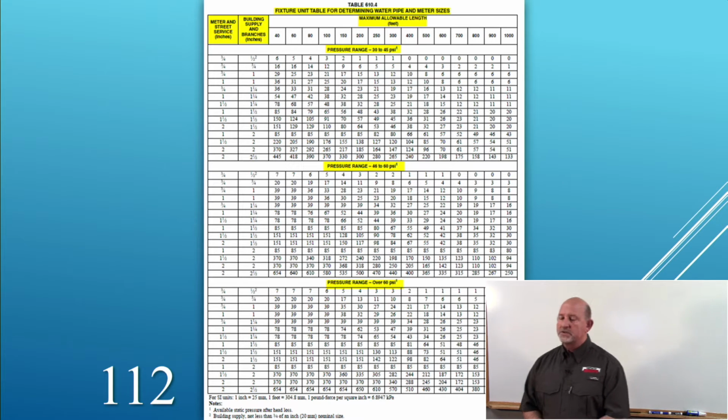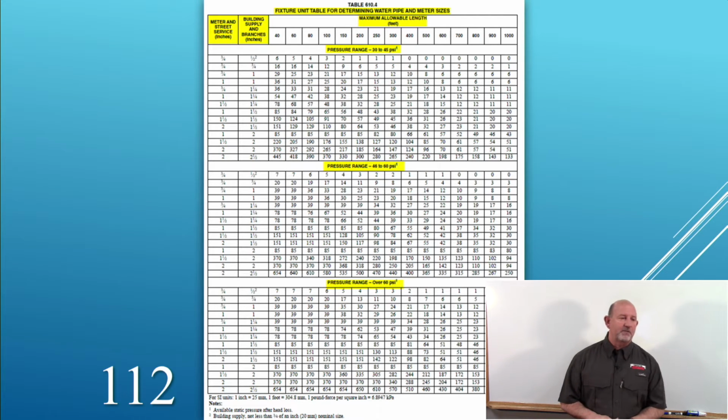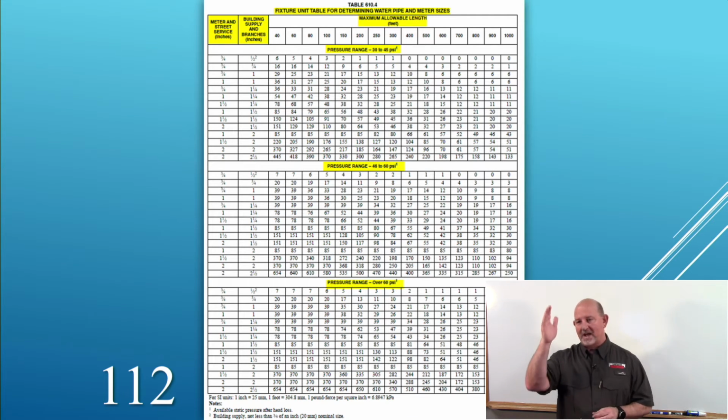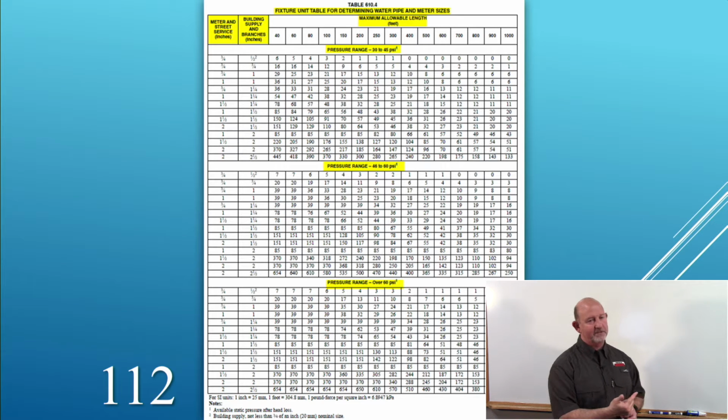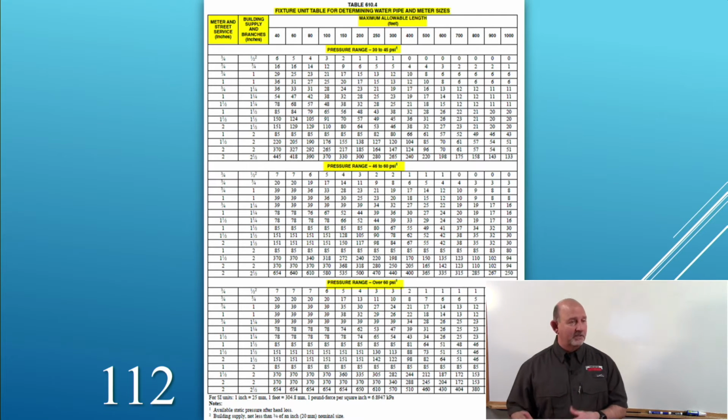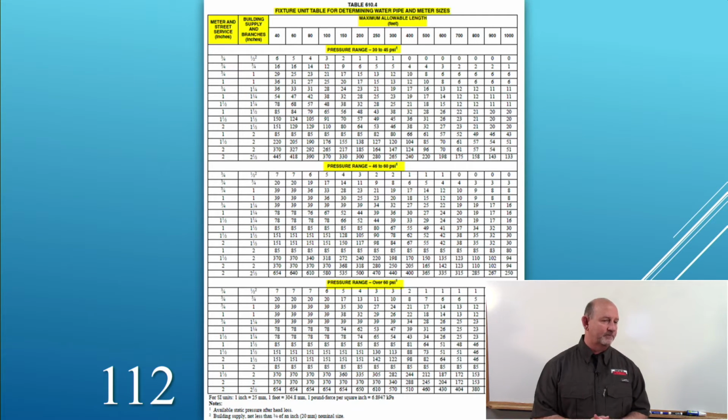So, again, something you may want to consider is putting a long, narrow X over that first column, because people have a bad habit of going down and all the way to the left. Remember, that first column is if the city were to say, okay, Wade, what size meter do you want? Then I could tell them what size meter I wanted.